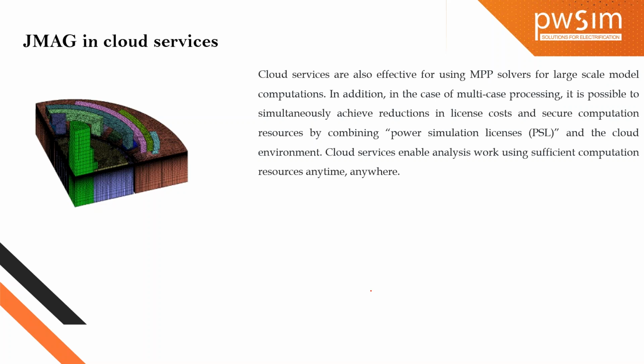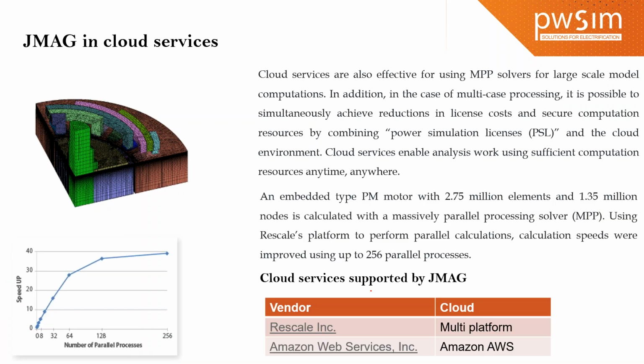Cloud services enable analysis work using sufficient computational resources anytime, anywhere. The cloud services supported by JMAG are from the vendor Rescale Inc., and the cloud is multi-platform. Amazon Web Services, the cloud is Amazon AWS. In the cloud we also have an example: an embedded type PM motor with 2.75 million elements and 1.35 million nodes is calculated with a massive parallel processing solver using the Rescale platform to perform parallel calculations.